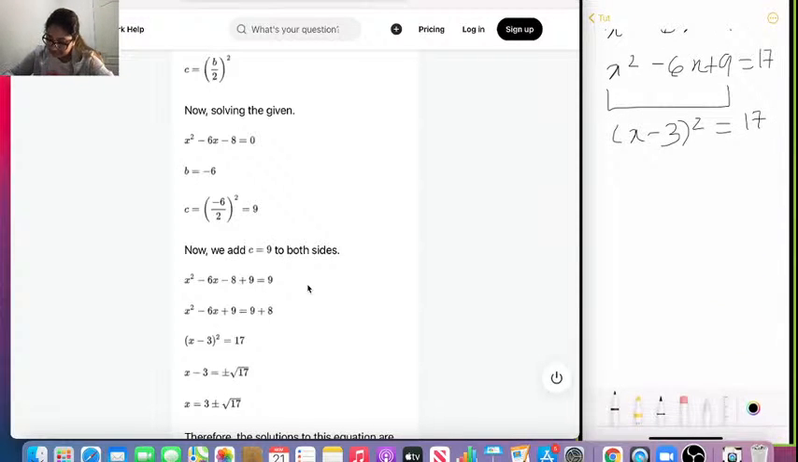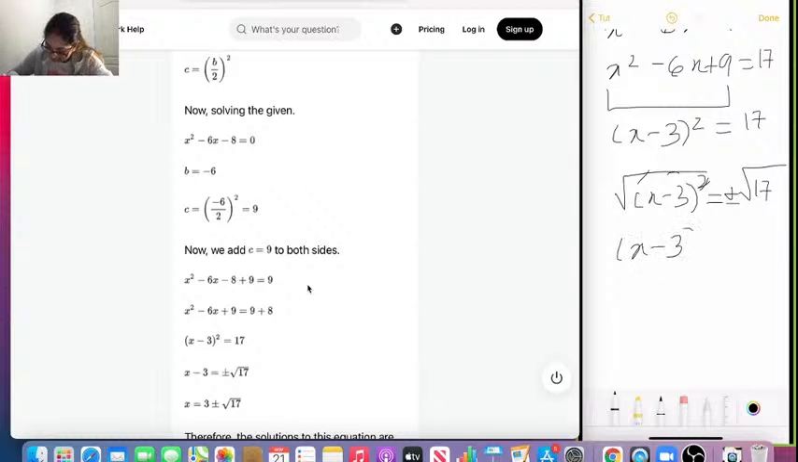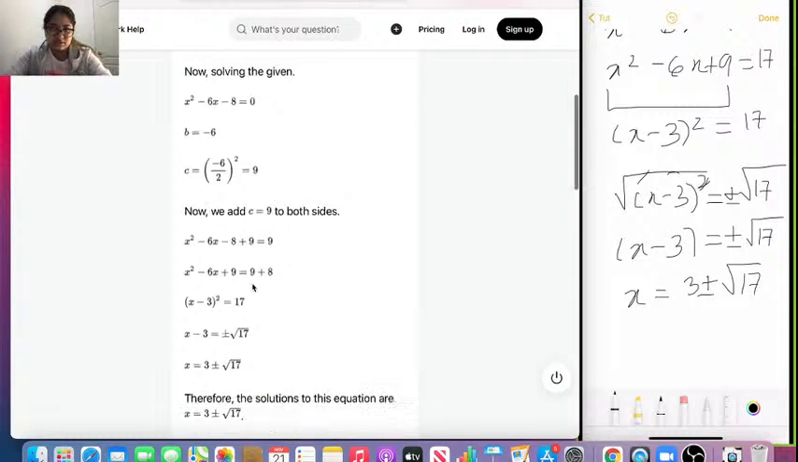And so if you square root both sides, x minus 3 squared and square root 17. Remember, there's supposed to be a plus and a minus, because when you square root something, you will eventually get a positive or a negative number. And so this gets cut out, and we have x minus 3 equal to positive and negative root 17, and so x will equal 3 plus or minus root 17. So yes, this is the right answer.